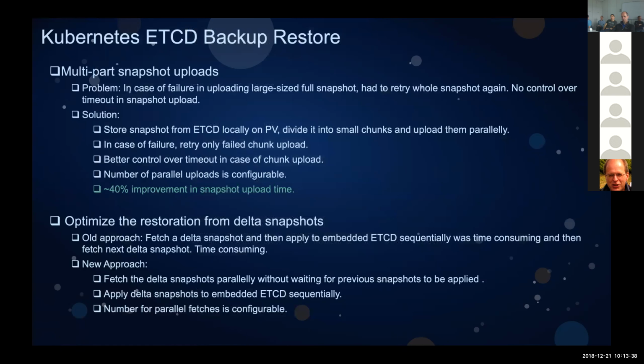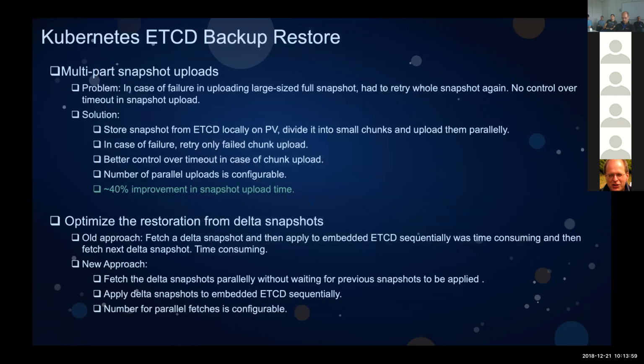Then the restoration part. As I said, for restoration we get the latest full snapshot and restore from it. Then we fetch the delta snapshots in sequence, and we apply them over etcd in sequence. This was the flow earlier.